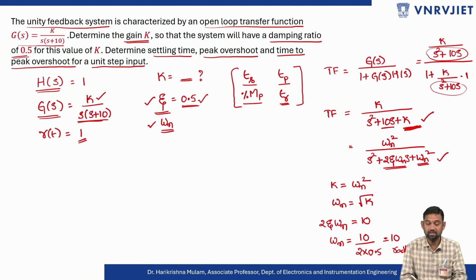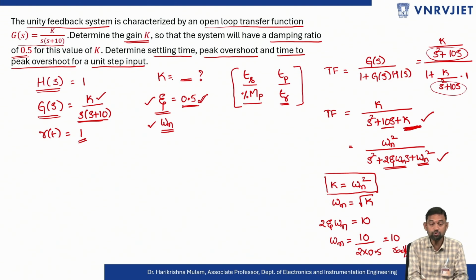So we have found omega n, which is 10 radians per second, and the zeta value is already given, but we got the relation between omega n and K. So K is equal to omega n square. We are supposed to find the K value, right? K is equal to omega n square, whereas omega n is 10. Therefore, 10 square, K value will be 100. So in this problem, in order to have a damping ratio of 0.5, your K value, the gain, should be equal to 100.